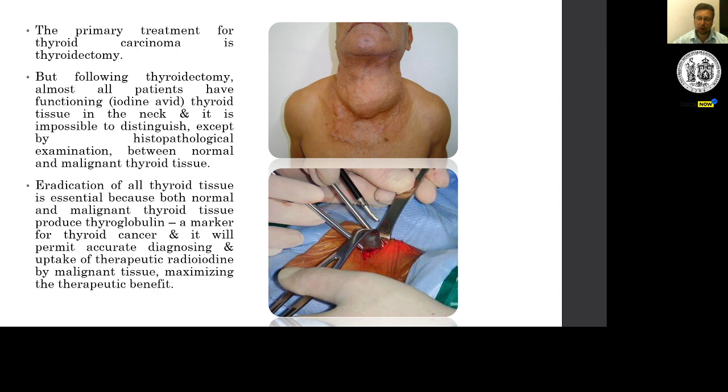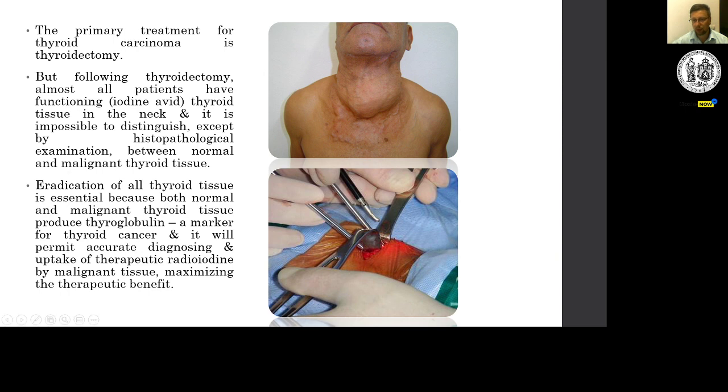Let's talk about the treatment of the thyroid gland cancer. So the primary treatment of the thyroid gland cancer is thyroidectomy. It means surgical extraction of the whole thyroid gland. But following thyroidectomy, almost all patients have functioning iodine-avid thyroid tissue in the neck, and it is impossible to distinguish, except by histopathological examination, between normal and malignant thyroid tissue.